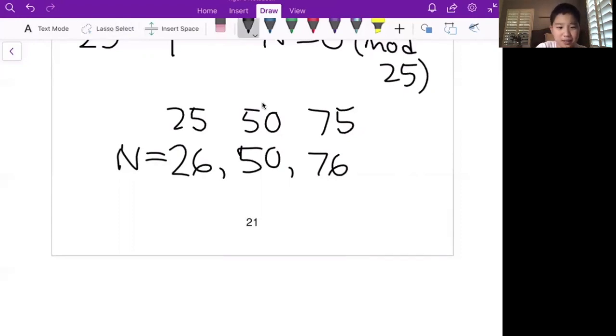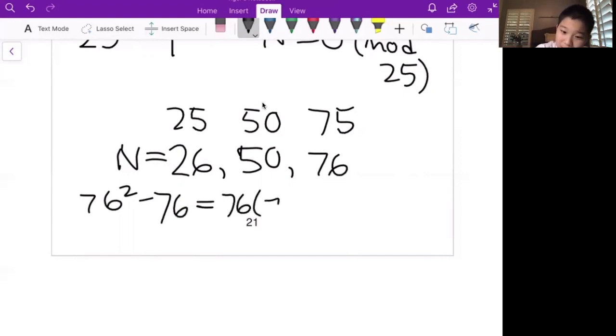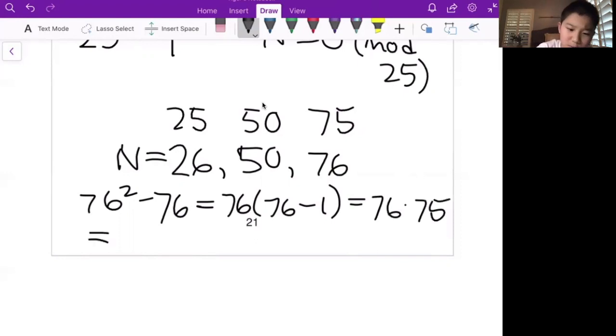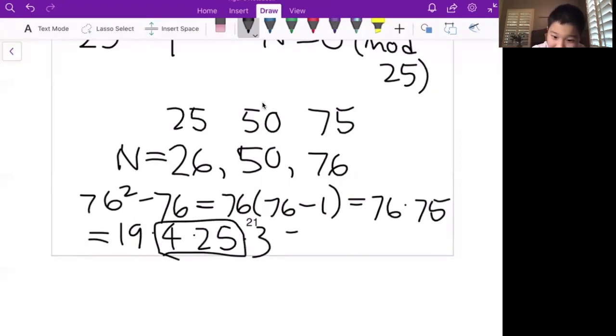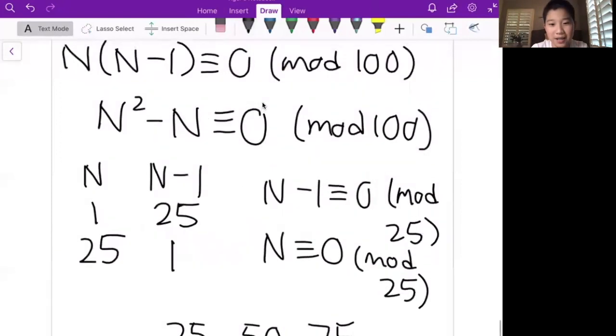Then 76, this should be correct now. 76 squared minus 76 is equal to 76 times 76 minus 1, factor it, 76 times 75 equals... 76 is 19 times 4. And then 75 is 25 times 3. So we see there's a 100 here. So that's equal to 19 times 3 times 100. Yeah, so that's it. 76 is the right answer.